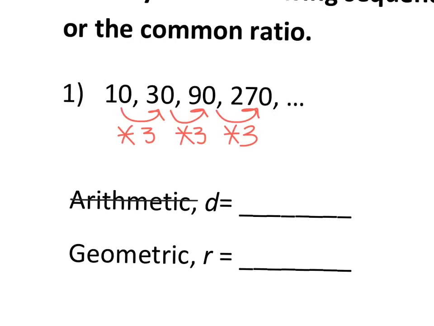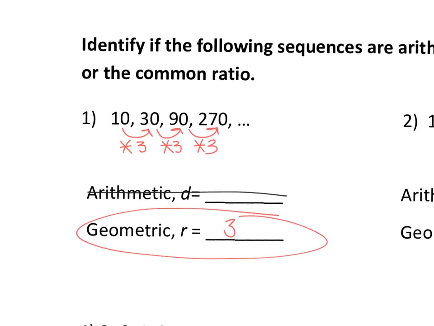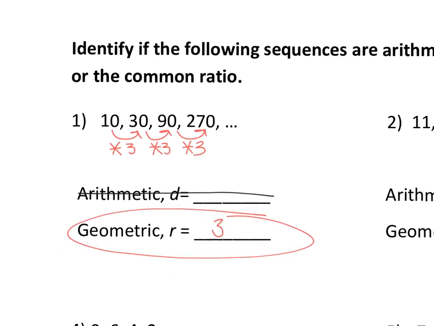So I'm going to mark out this arithmetic box, and I'm going to circle geometric, and then R in this problem would be 3 because that's what I'm multiplying by every time. Okay, look at problem 2.